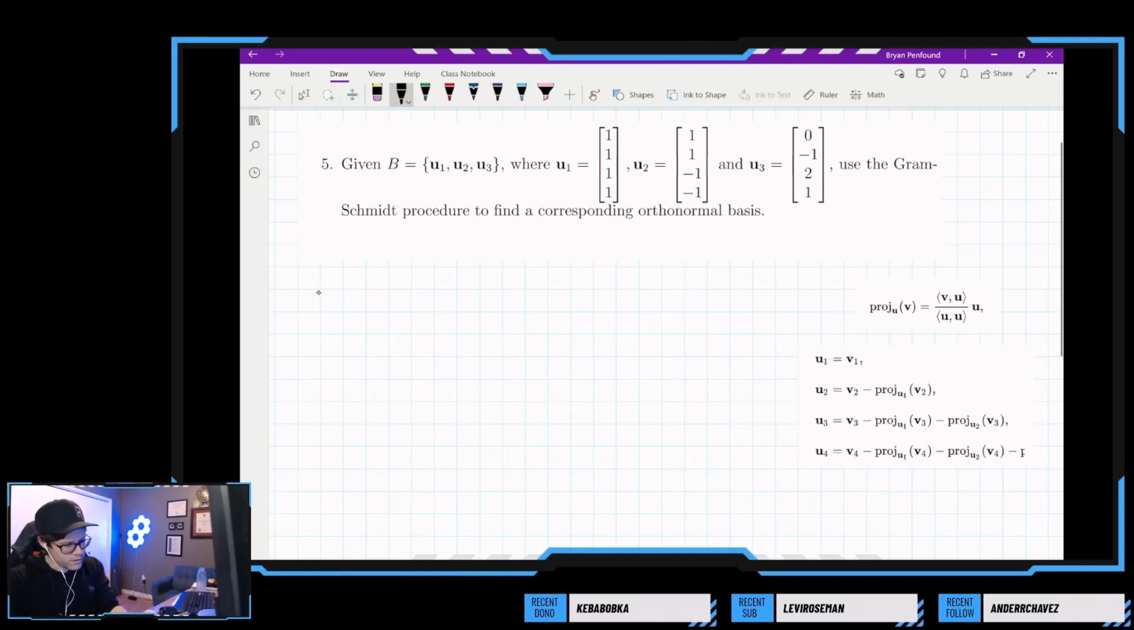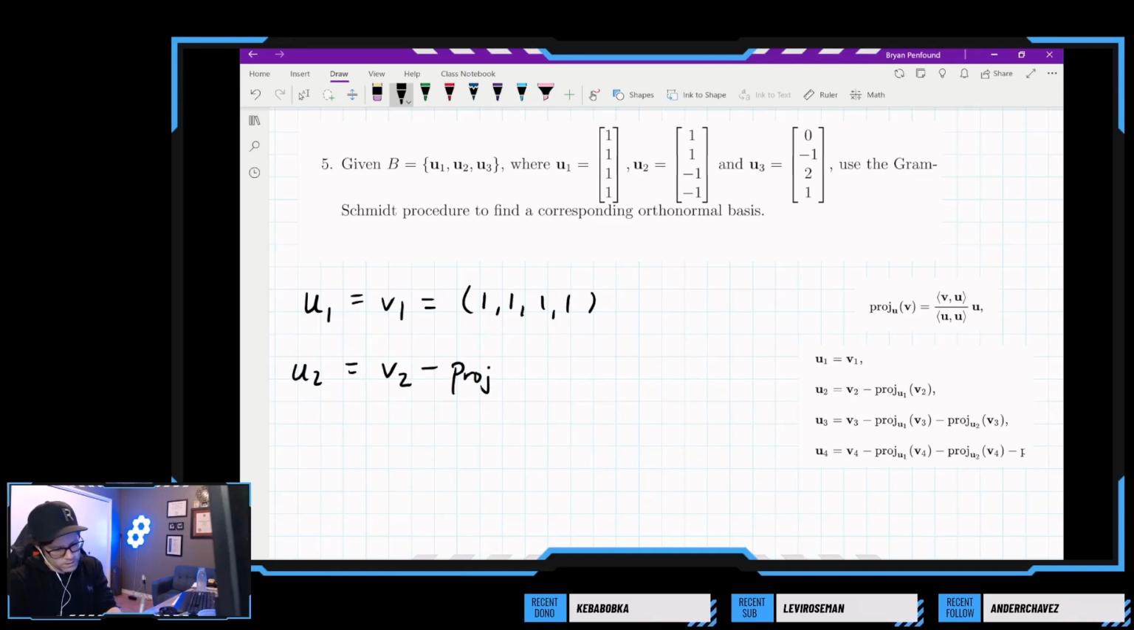Okay, so let's see if I can do this. So basically we say that U1 is equal to V1, which is equal to this one. Let's just call it 1, 1, 1, 1. And then U2, which is equal to V2 minus the projection of V2 onto U1. So we have to take the second vector, which is 1, 1, negative 1, negative 1, and subtract the projection of V2 onto U1.